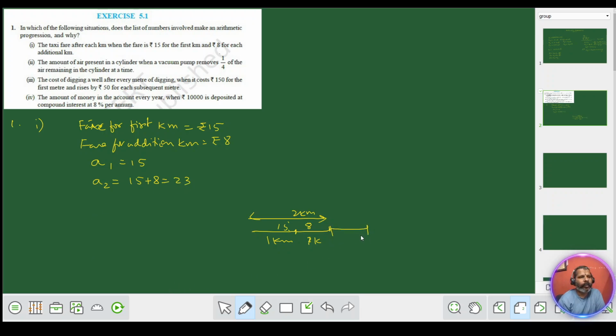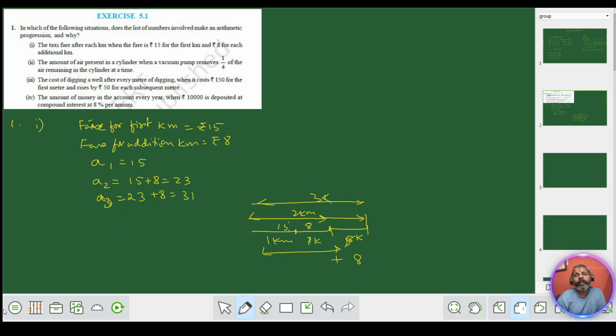If you want to travel another kilometer here, this is another 8 rupees. This total becomes now 3 kilometers, which means this fare plus 8 rupees. That is your third term. A3 becomes, you are adding 8 rupees to the previous term. 23 was the amount for 2 kilometers, then you are adding 8 which becomes 31.